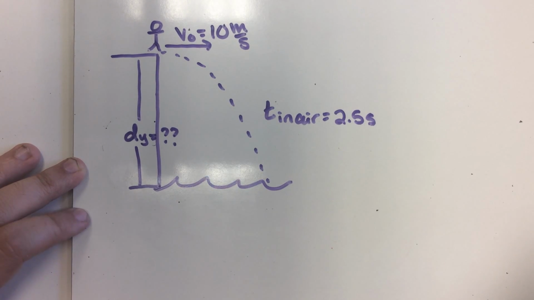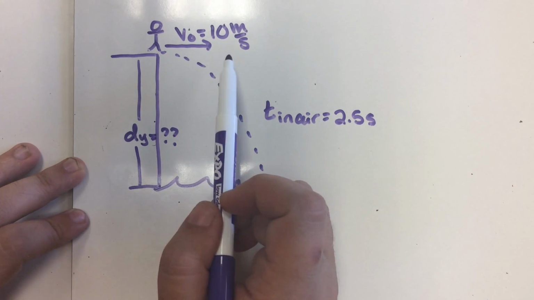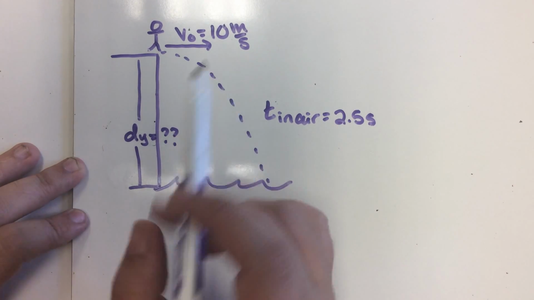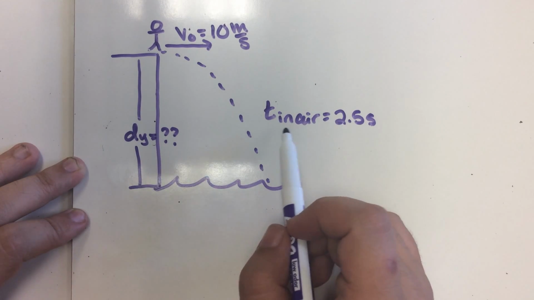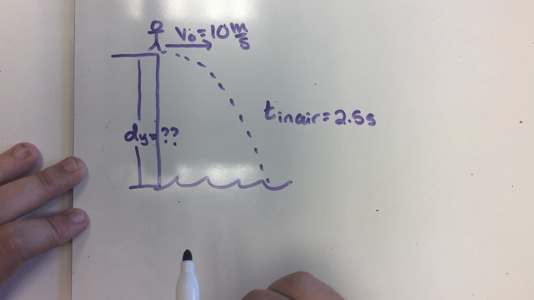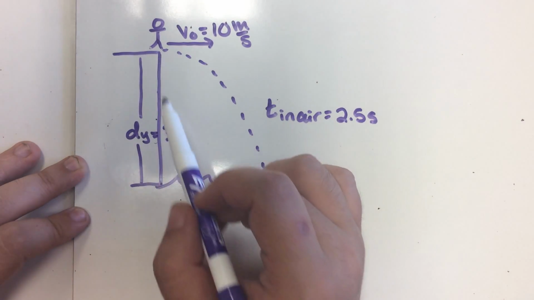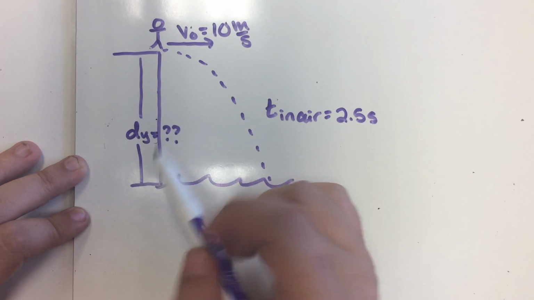Suppose we have a base jumper who runs off a cliff with an initial horizontal speed of 10 meters per second. They land in the water 2.5 seconds later, so that means that their time in the air is 2.5 seconds. We want to know how high the cliff is.